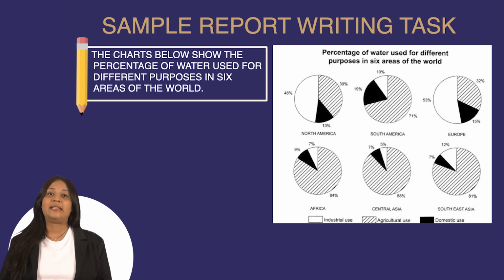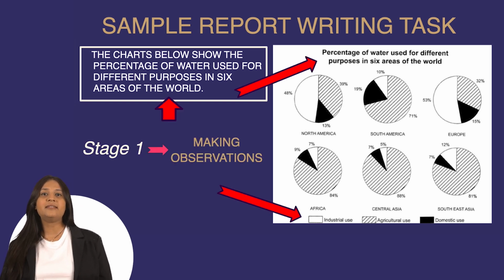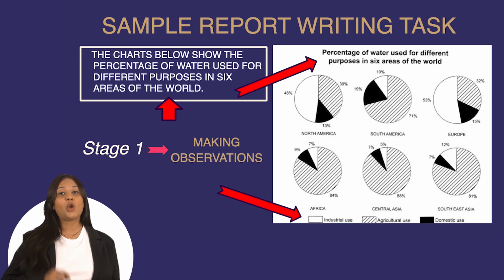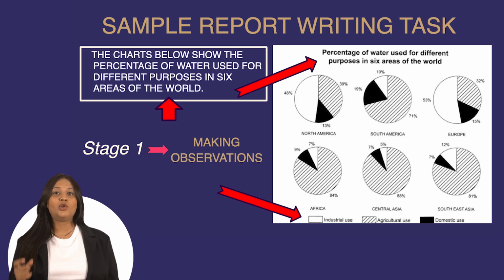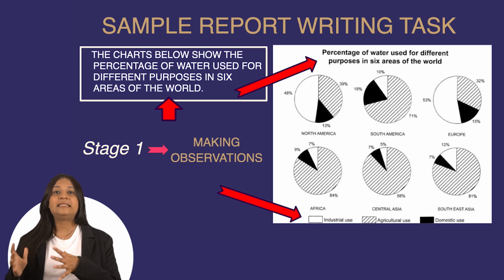Now it is time to write. Here is a sample writing task 1 with the subject on the left and illustrations on the right. Let's follow the steps we learned. Let's observe and understand the subject as per stage 1. The topic reads, the charts below show the percentage of water used for different purposes in 6 areas of the world. And our task is to summarize the information by reporting the most important features presented.